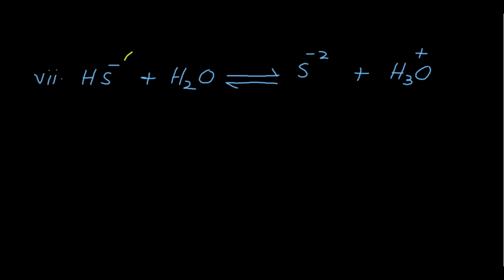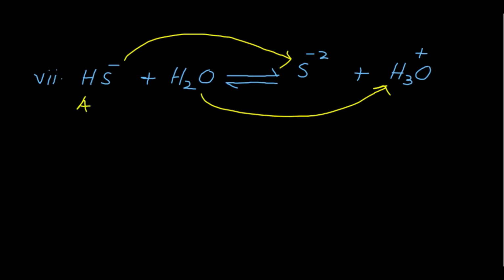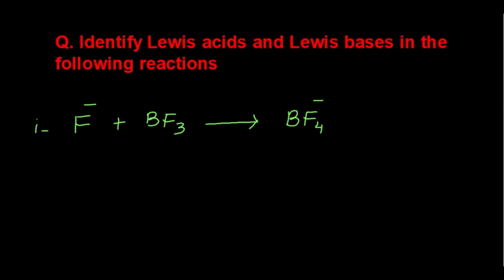Now in the next question, we have reaction of hydrogen sulfide ion with water. Hydrogen sulfide ion changes to sulfide ion after donating its proton to water, and water after accepting proton changes to hydronium ion. We know very well proton donors are Bronsted acids, so that's why hydrogen sulfide ion is Bronsted acid. Water is proton acceptor, that's why it is Bronsted base. I hope this is clear. Now we will see the next question which is given.